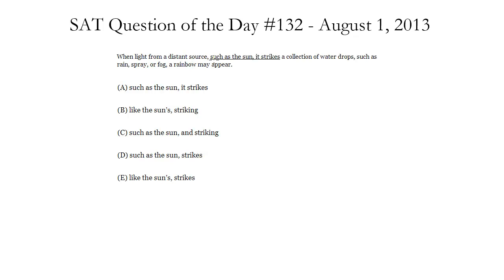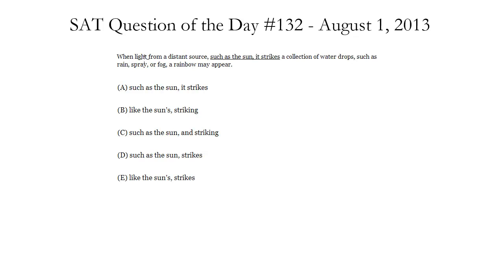When light from a distant source, such as the sun, it strikes a collection of water drops, such as rain, spray, or fog, a rainbow may appear. Okay, wow, there's a lot going on in the sentence in terms of the structure of it. As I read it, you can probably tell something doesn't sound quite right. So let's break it down and figure out what's going on.